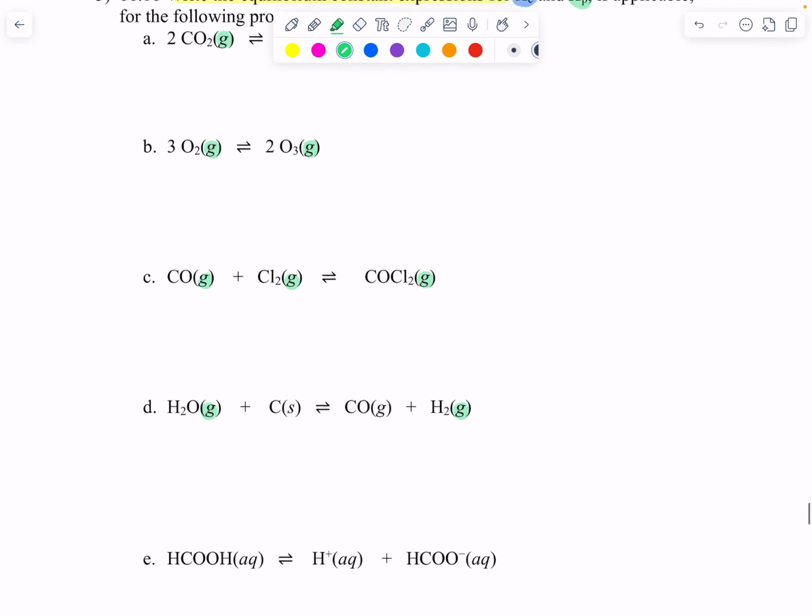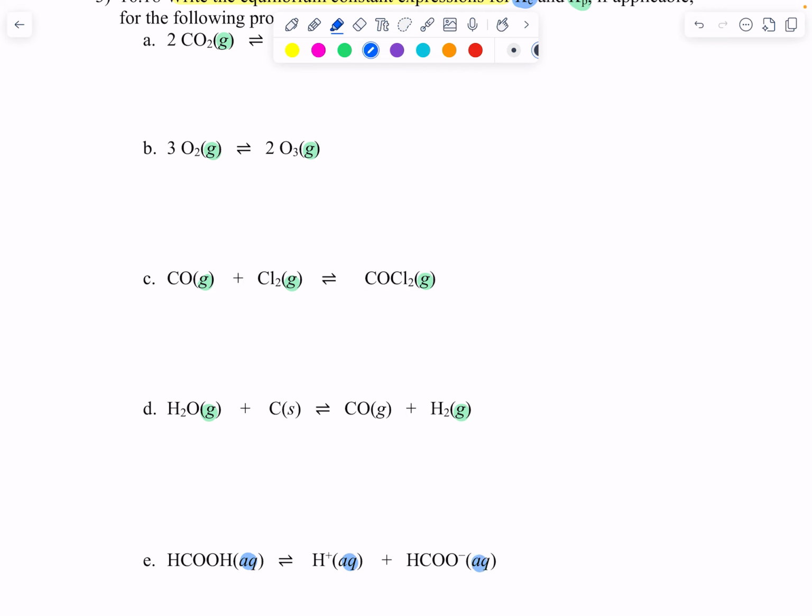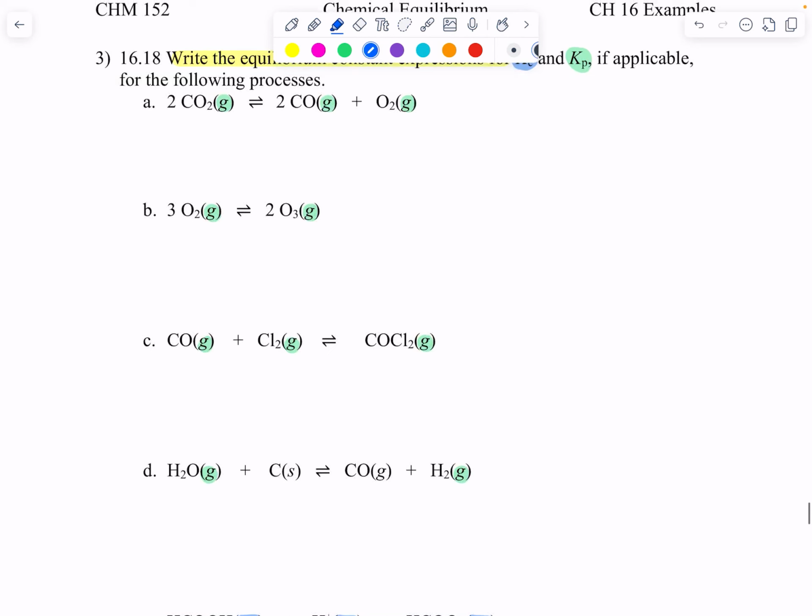pressures. Oh, there's an E. So E only has, let's make it a little bit bigger, aqueous reaction. So E cannot do Kp. All right, so we'll do Kp here, which would be what? Products, pressure of CO squared, pressure of O2, all over the pressure of CO2, carbon dioxide, squared.